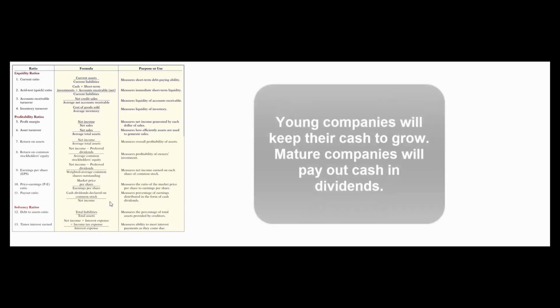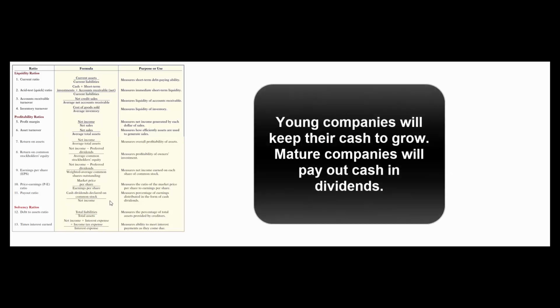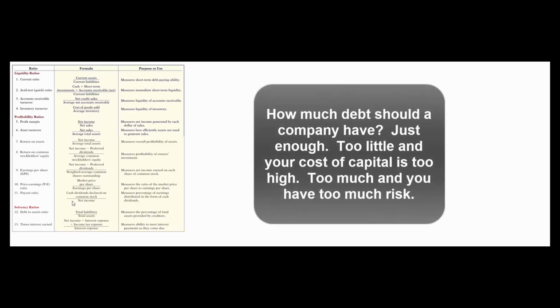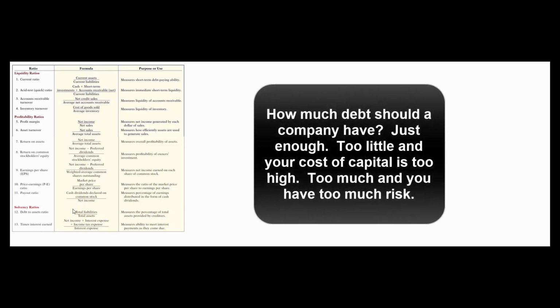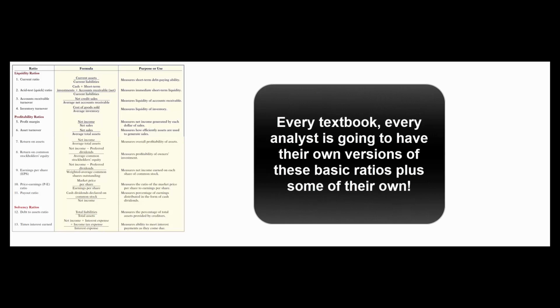Payout ratio, how much of your money are you keeping, and how much are you paying out in the form of dividends? Solvency ratios are things like total liabilities over total assets. How much of our right-hand side of the balance sheet is debt? In the U.S., it's probably between 40% and 60%. And times interest earned is a quick and easy way to see if a company has too much debt. The net income plus interest expense plus income tax expense over interest expense. And again, every book is going to have different formulas.